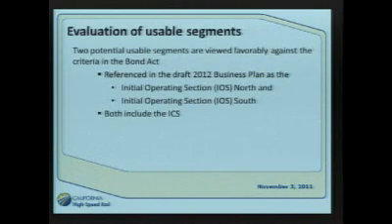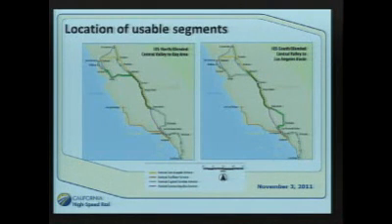These are referenced in the draft 2012 business plan as the initial operating section, or IOS as we refer to them, the IOS North, as well as the IOS South. Both of these sections include, as part of them, the ICS, or initial construction section. In the maps in the business plan, you will see these 2 maps, the one being from the south in Bakersfield all the way up to the north in San Jose, and the second being from Merced through Bakersfield on the right and down to San Fernando Valley Station.